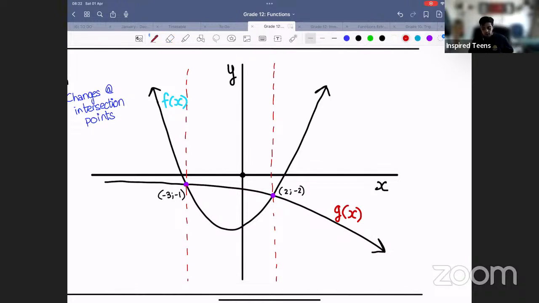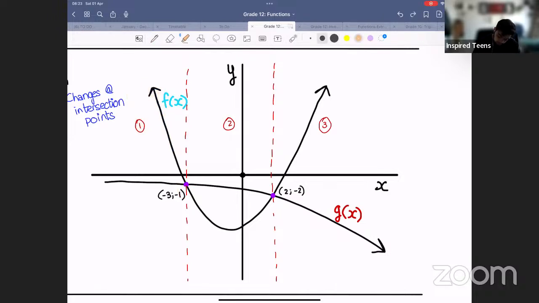Okay, so now we have the two intersection points, and you'll see that when you do this with the dotted lines, you've separated the given interval for these functions or these graphs into 3. You separate it into three different portions. One is before the first intersection, the second is between the two intersections, and the third is after the second intersection.